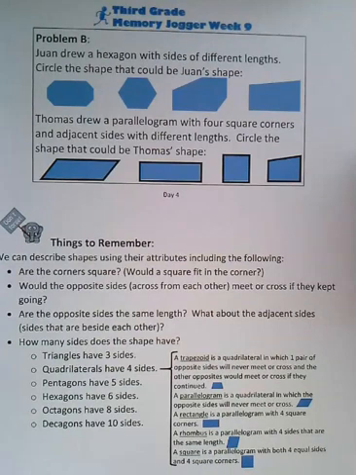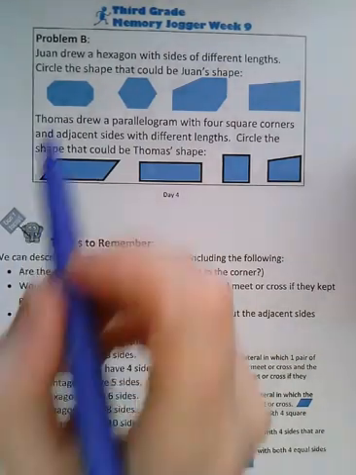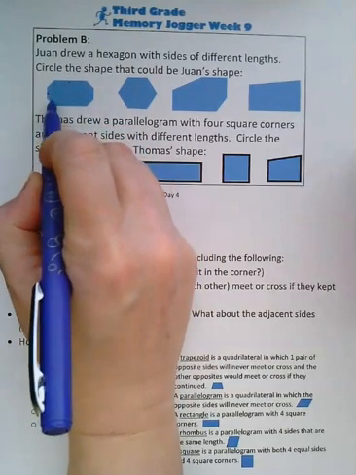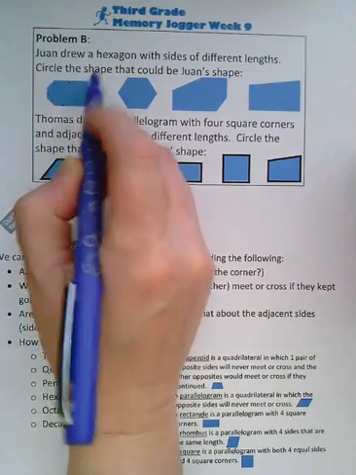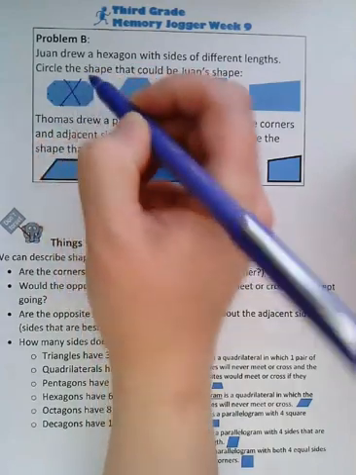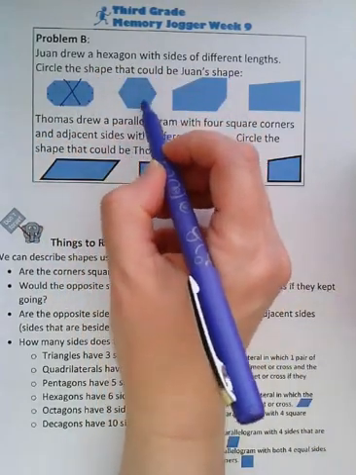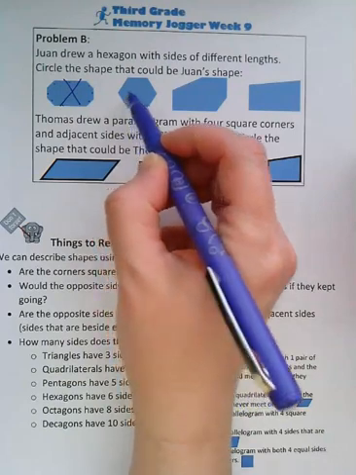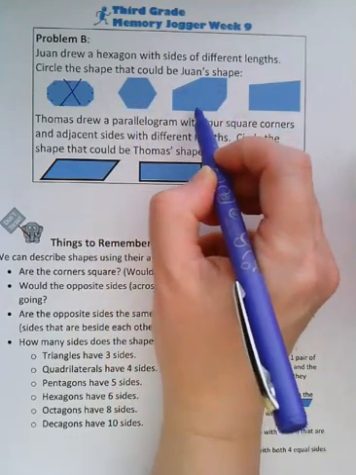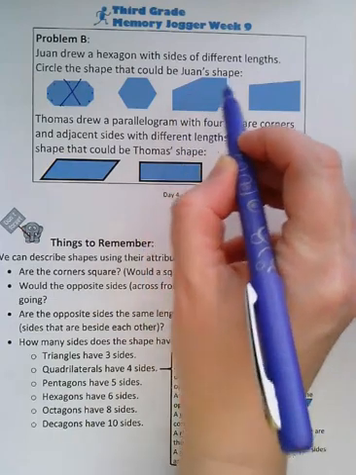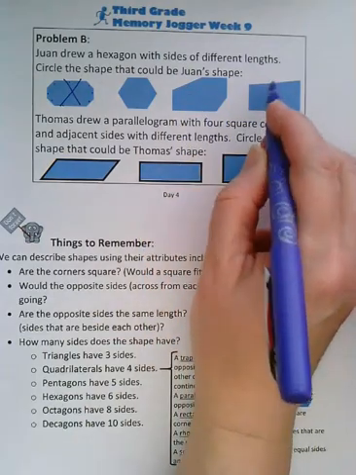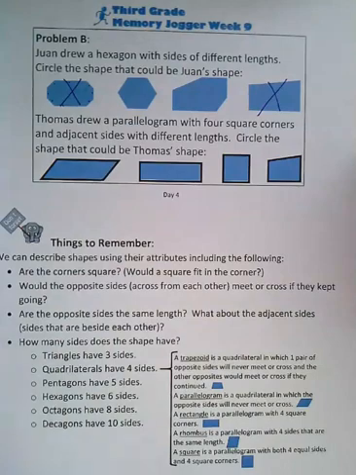Okay, let's look at our first question. Juan drew a hexagon with sides of different lengths. Circle the shape that could be Juan's shape. We see that a hexagon has 6 sides. So let's find the hexagons at the top. This one has 1, 2, 3, 4, 5, 6, 7, 8 sides. That's an octagon, not a hexagon. 1, 2, 3, 4, 5, 6. That's a hexagon. 1, 2, 3, 4, 5, 6. That's a hexagon. 1, 2, 3, 4. That's a quadrilateral. It only has 4 sides.